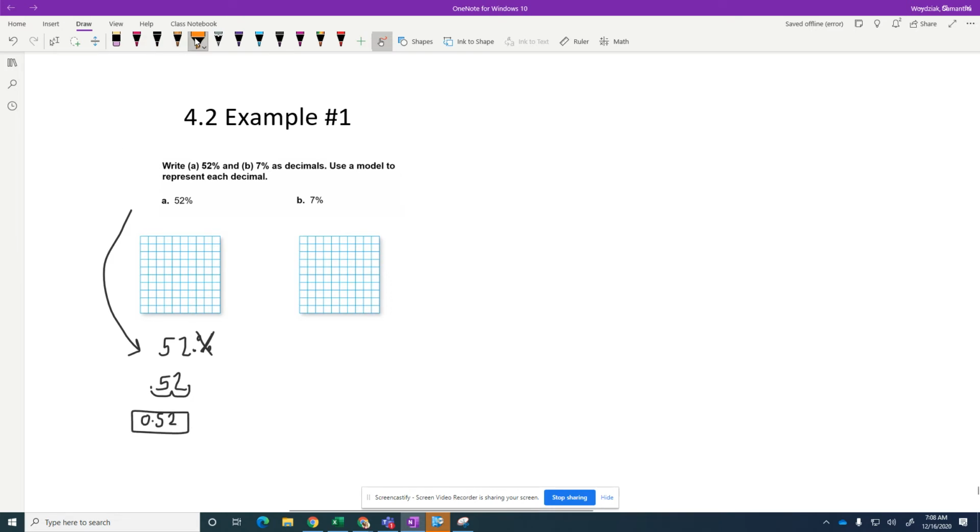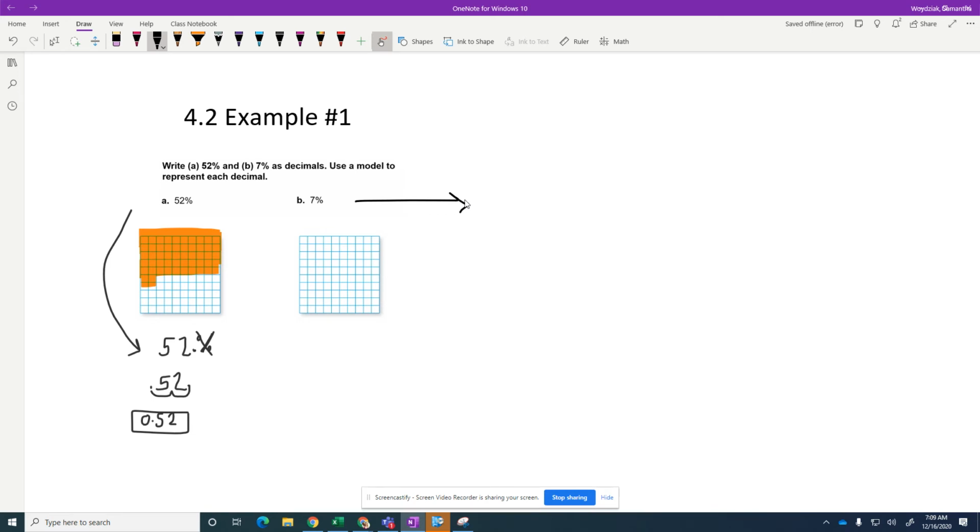It says to use a model to represent each decimal. So 52%, these are out of 100. So we would go 1, 2, 3, 4, 5, and then shade in 2. So you'd have 52 out of 100 shaded. All right, 7%, this one's going to be a little bit different.